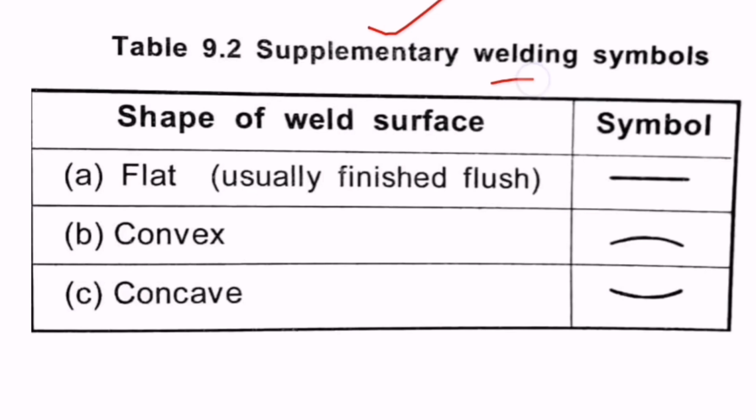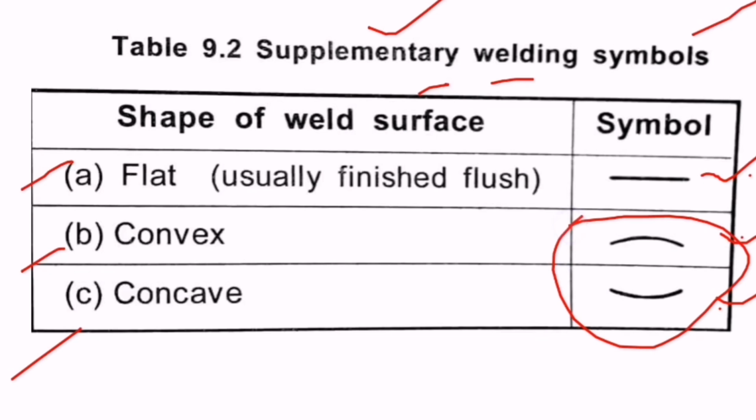Next is supplementary welding symbols. There are three supplementary welding symbols. First one is flat, second is convex, and third is concave. So three different supplementary welding symbols are there. Flat, convex, concave. Don't confuse these two. This is convex, this is concave.